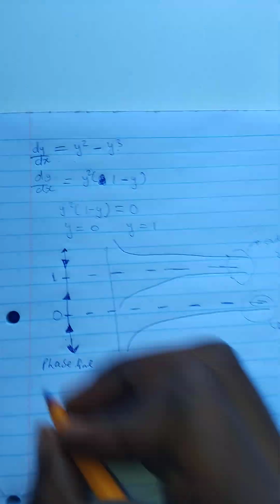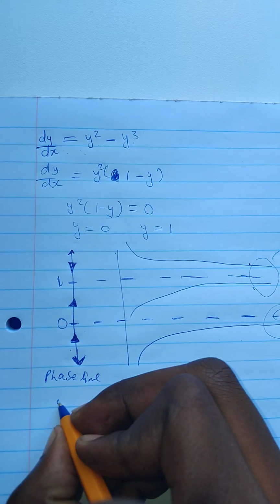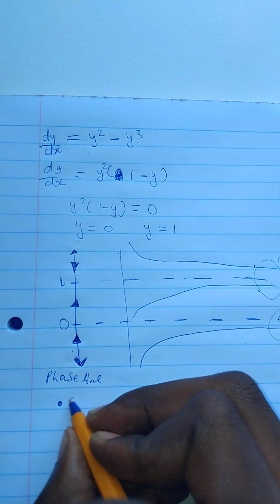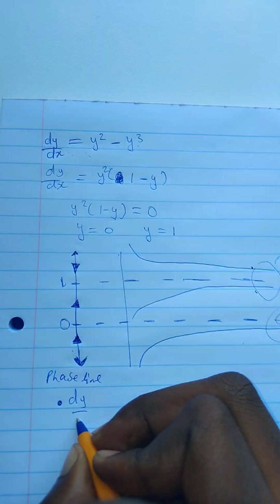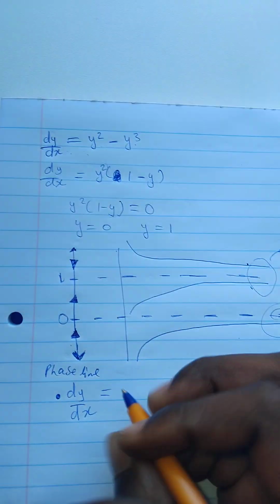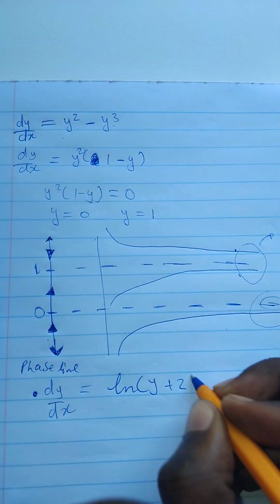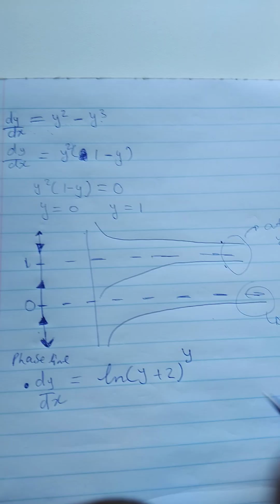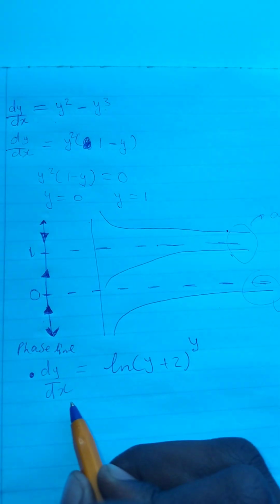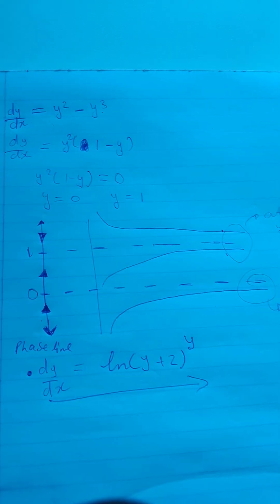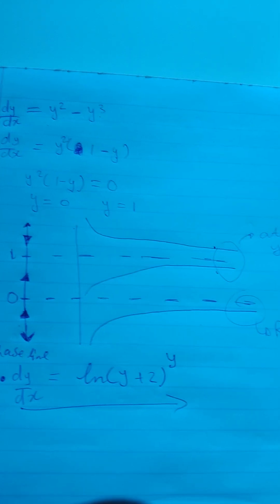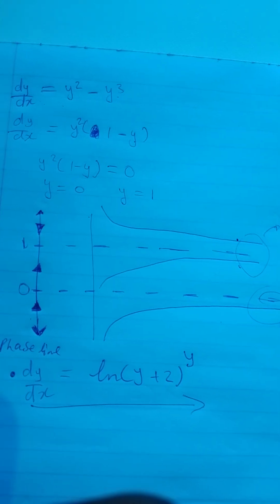So I'll give you guys another example that you should feel free to try on your own. dy by dx equals ln of y plus 2 to the power y. Okay, go ahead and try this example and see if you understand what is going on.